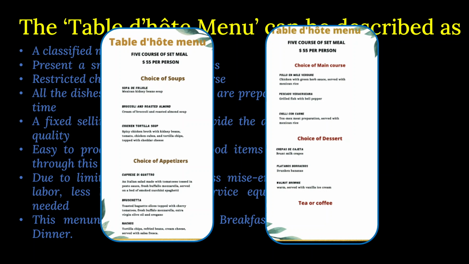Some samples are in front of you, a table d'hote menu. You can see a fixed price, a choice of soups, a choice of appetizers, a choice of main course, a choice of desserts, and at last of course tea and coffee will be served. There is a choice as well. So this is a set table d'hote menu on your screen now.